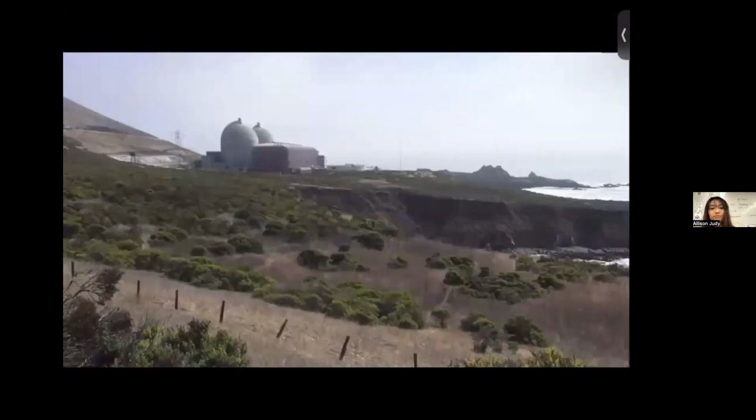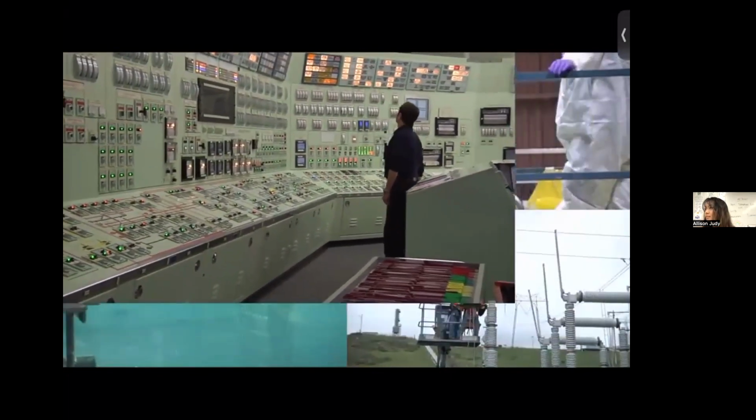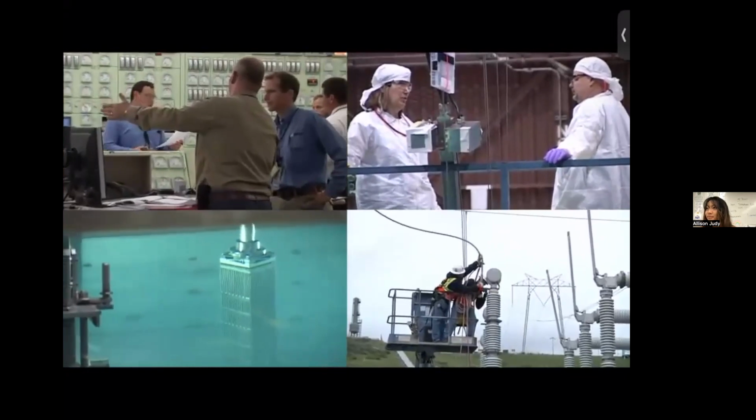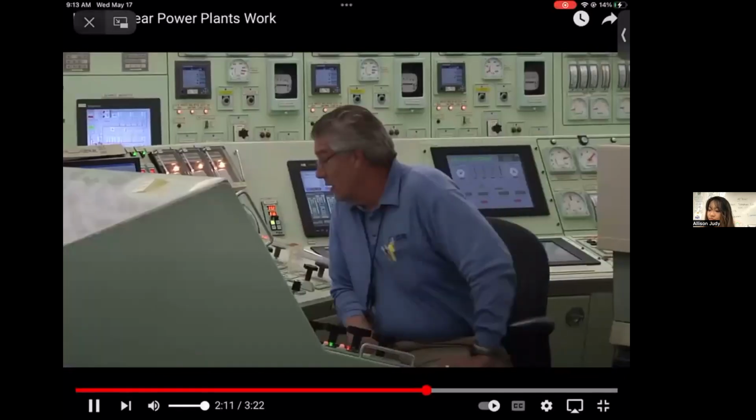At Diablo Canyon, no priority is more pressing, no responsibility more important, and no commitment more fundamental than the safe operation of the facility. That same focus on safety extends to responding to emergencies at the plant.